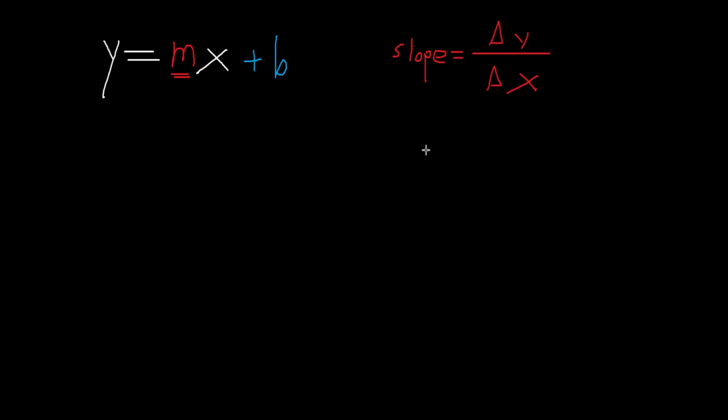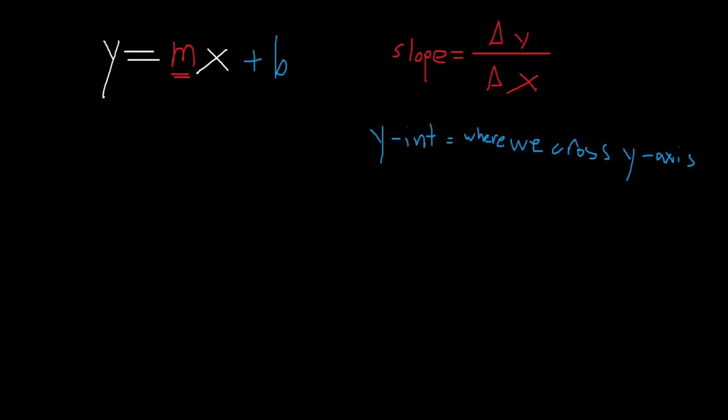And this second bit here, the b, is what we call our y-intercept. So the y-intercept is where we cross the y-axis.